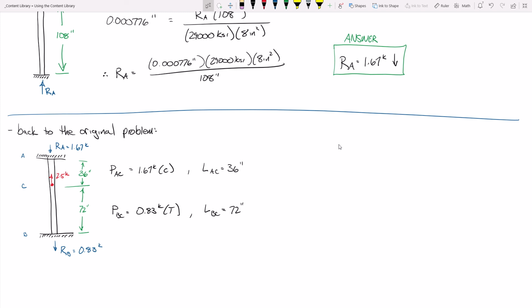Well, we know that E is 29,000 ksi and A is 8 square inches. Somebody help me out. What is that? So that times this divided by EA.